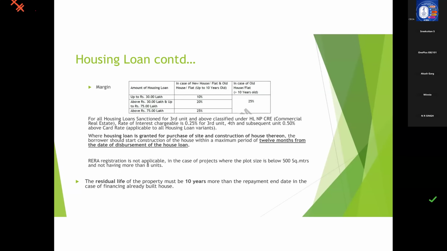Now coming to RERA registration applicability, RERA registration is not applicable in projects where the plot size is below 500 square meters and not having more than 8 units. So both these conditions have to be satisfied. If the plot size is less than 500 and the number of units in that project is more than 8 units, then RERA is applicable. RERA is not applicable in those cases.